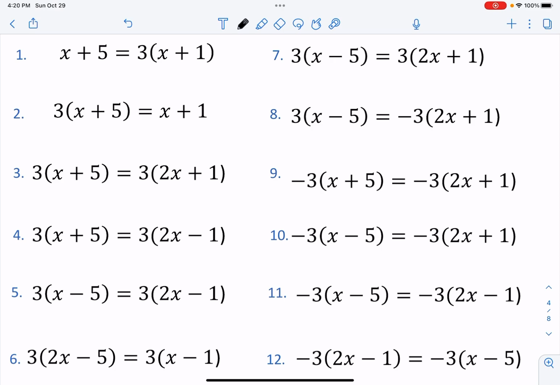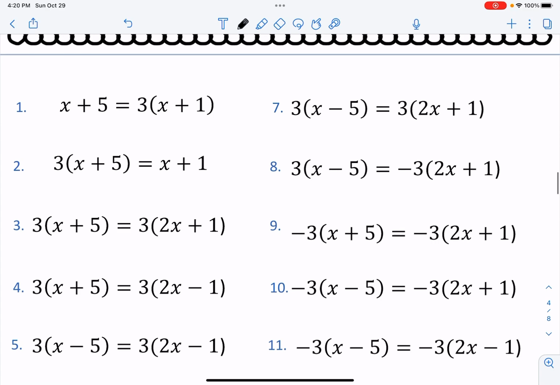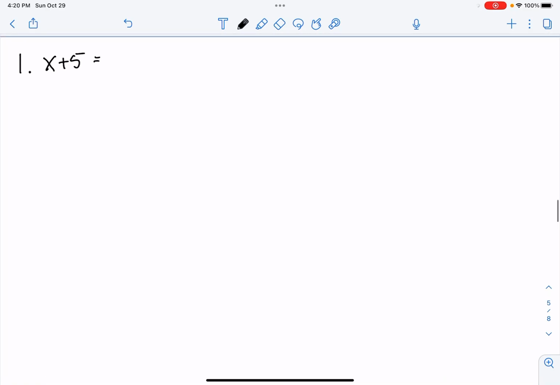So number 1, on one side we've got x plus 5, and then on the other side we have equals 3 times x plus 1. So we have number 1, x plus 5 equals 3 times x plus 1.